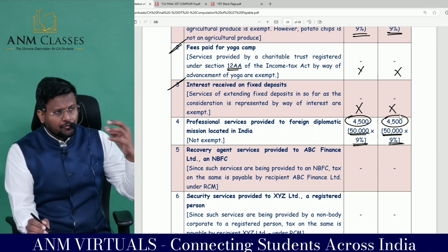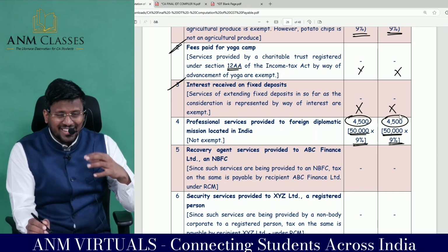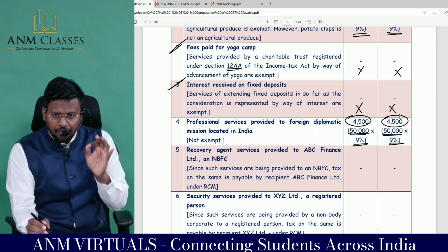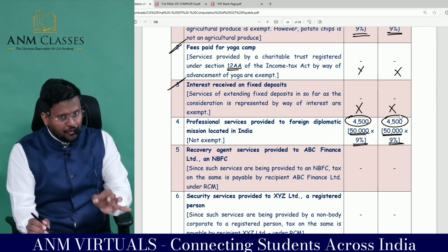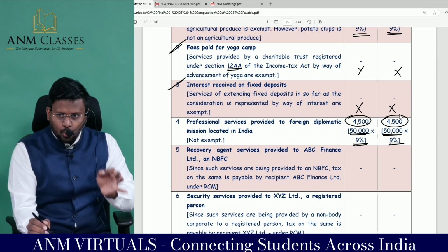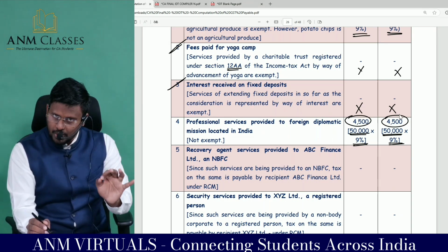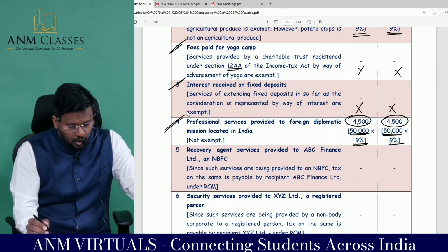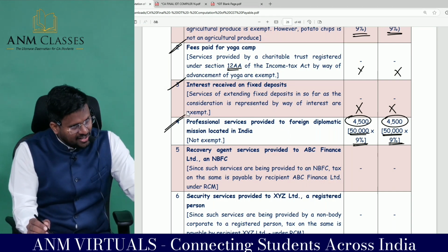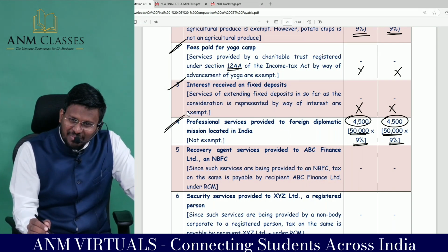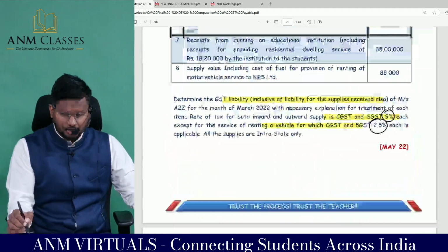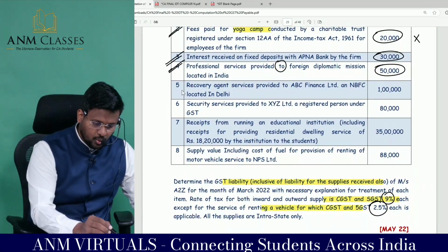Now for the foreign diplomatic mission, accumulated ITC will come. They can claim it as refund under section 55, read with 54 subsection 2, time limit, which is on a quarterly basis, which we have completed in the refund chapter. Professional services provided to foreign diplomatic mission located in India is not exempted, whereas services provided by a foreign diplomatic mission are exempt. Fantastic to the core.